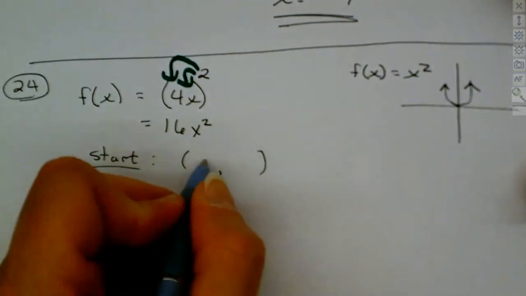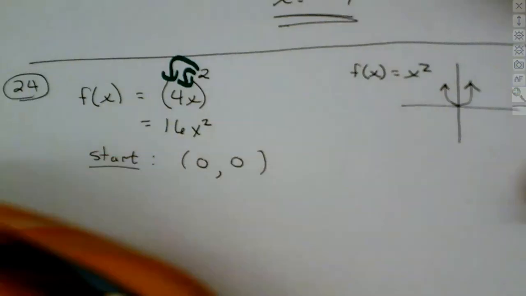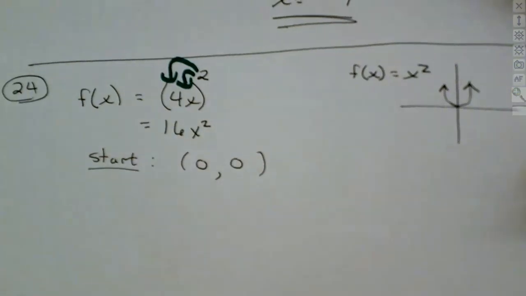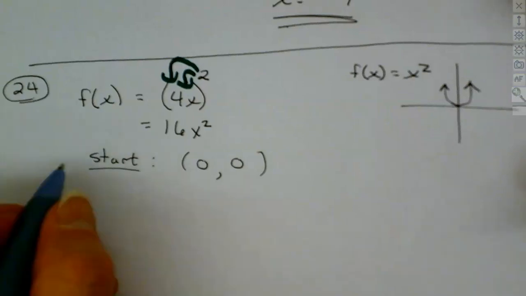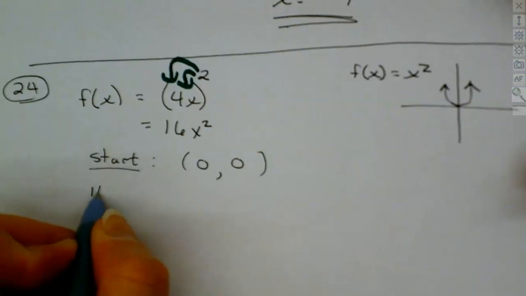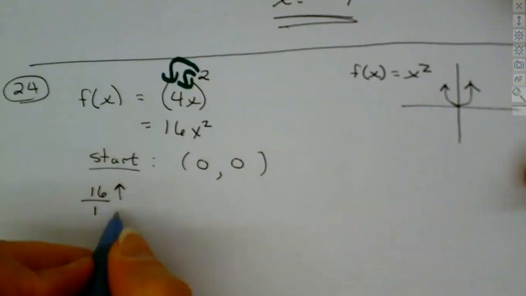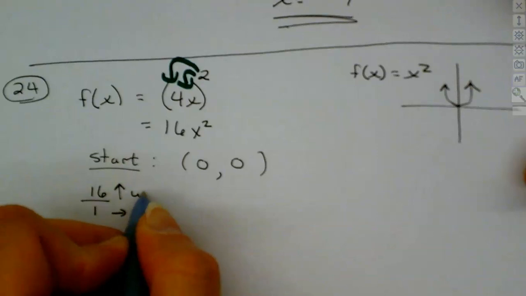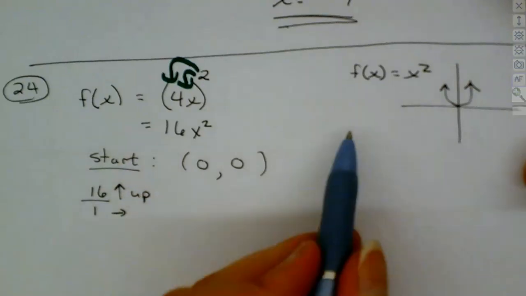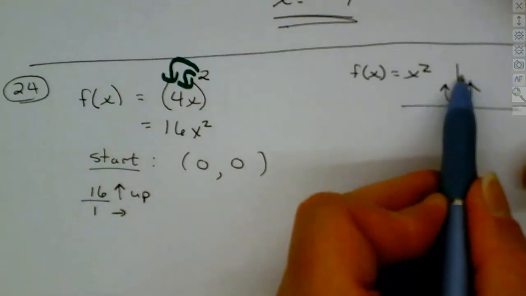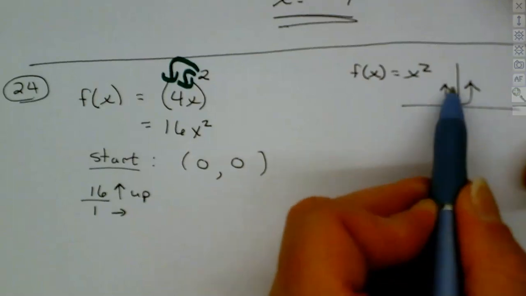0, 0, right? Why 0, 0? Because I'm not moving it up or down any. I'm not moving it left or right. What about the 16? What do we do with that? That's going to be 16 over 1. So that's going to be up 16 and over what? 1. So my graph is going to be very, very narrow. It's going to be very, very close together. It's going to look like that.